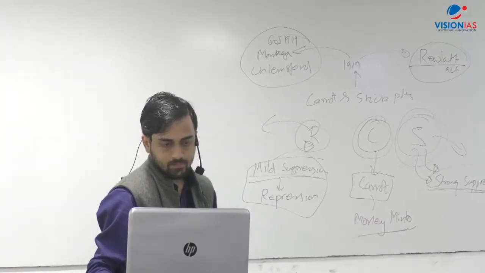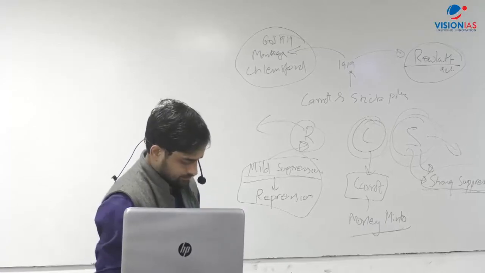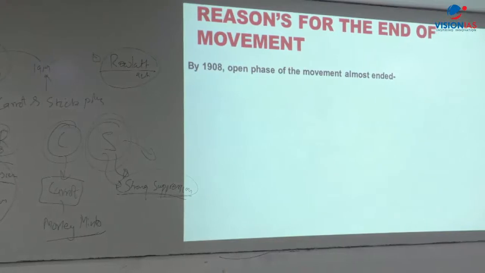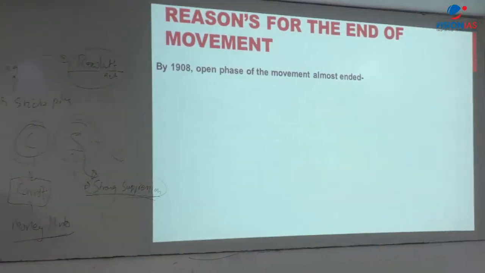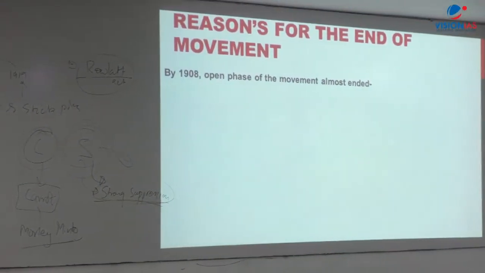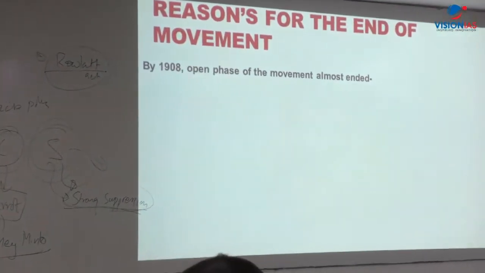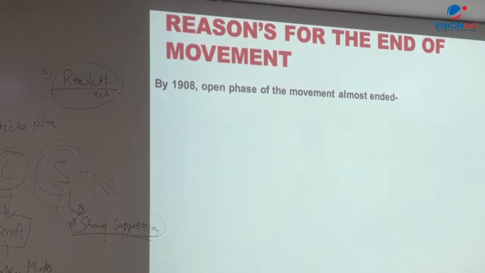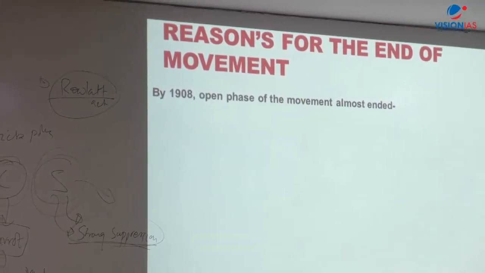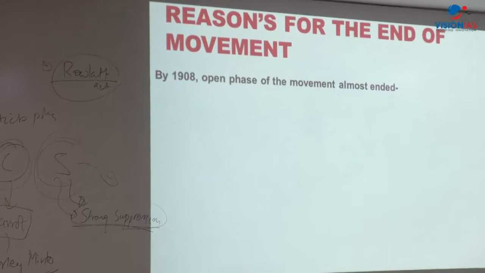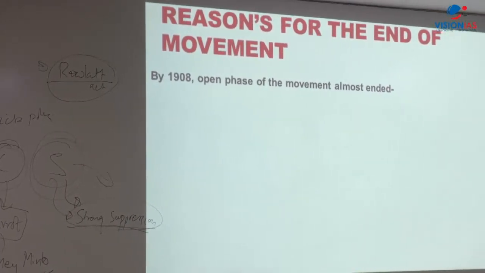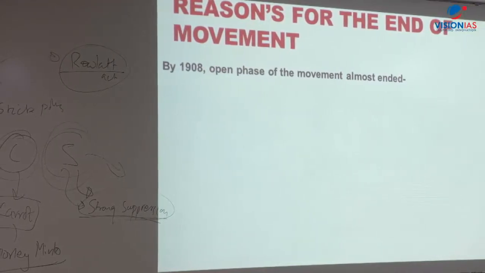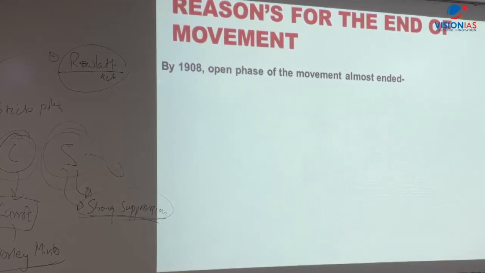Now by 1908, the open phase of the movement ended. Now, what do we mean by the open phase of the movement? What we basically want to say is that once the extremist leadership was taken away, the mass movement came to an end. And after this, whatever activities were happening were in the areas of militant nationalism, where young individuals had picked up arms against the British. So the open phase came to an end with this police repression, apart from other reasons.